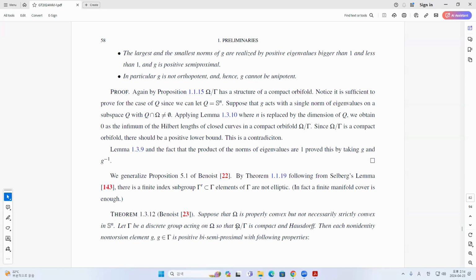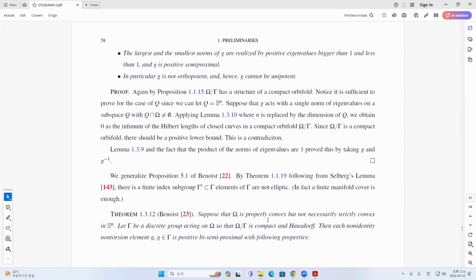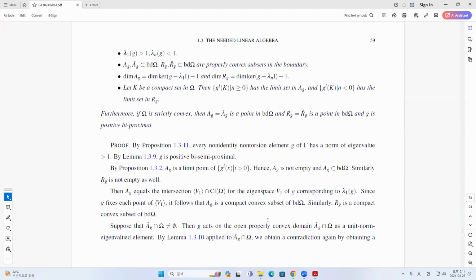So the theorem of Benoist is that if omega is properly convex, not necessarily strictly convex, and the quotient is compact and Hausdorff, then gamma is positive biproximal with the following properties like this, and the dimension will go like this.